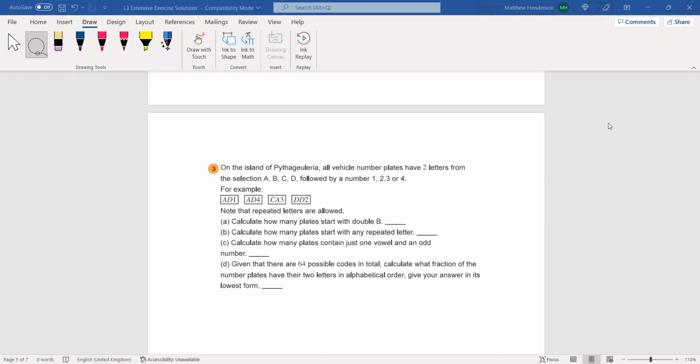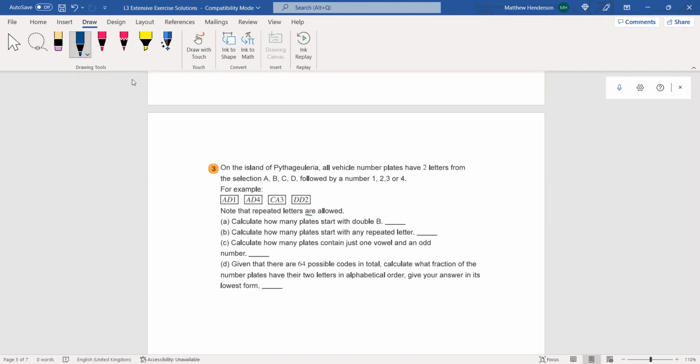On the island of Pythagoreia, all vehicle number plates have two letters from the selection A, B, C, and D, followed by a number 1, 2, 3, and 4. A few examples there as well. Note that repeated letters are allowed. Now, this is very important that we can repeat letters.